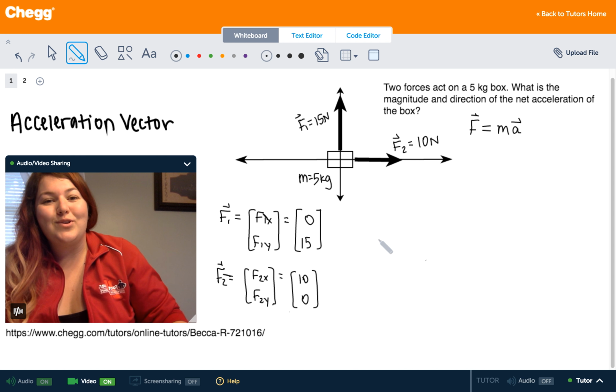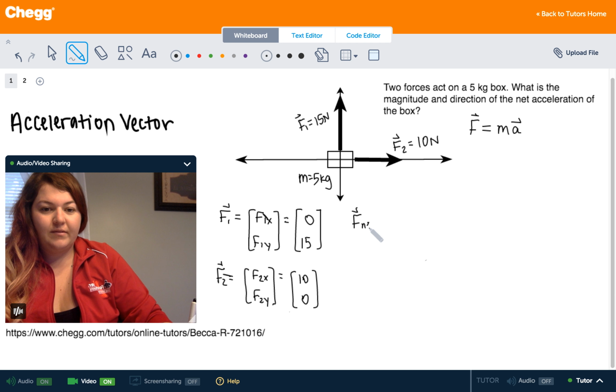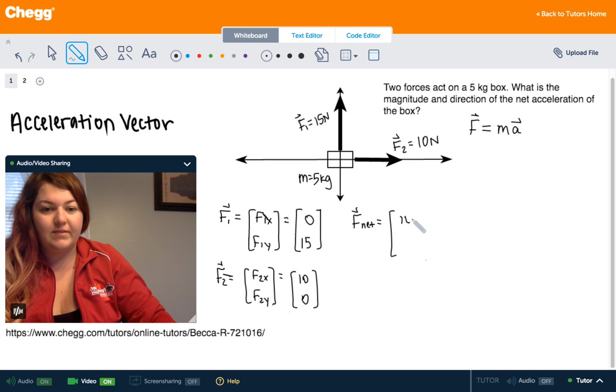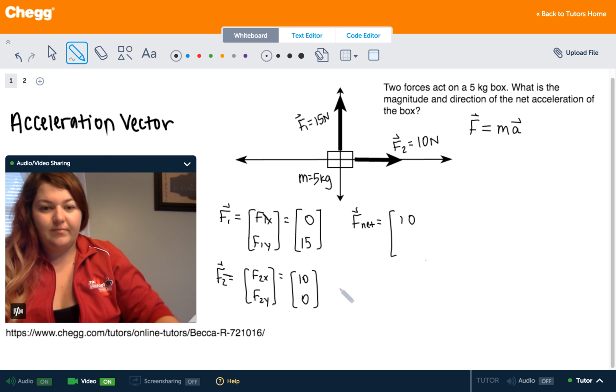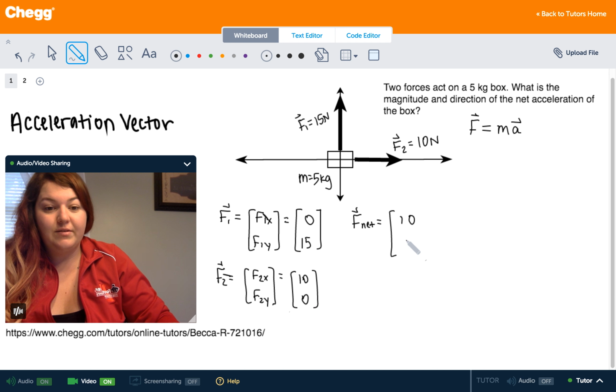So these two vectors are actually quite simple to add. Our net force, then, is going to be the total x component of both F1 and F2. So we have 0 plus 10. That gives us 10. And the total y component of the net force will be the y component of the first vector added to the y component of the second vector. So 15 plus 0, and that gives us 15.